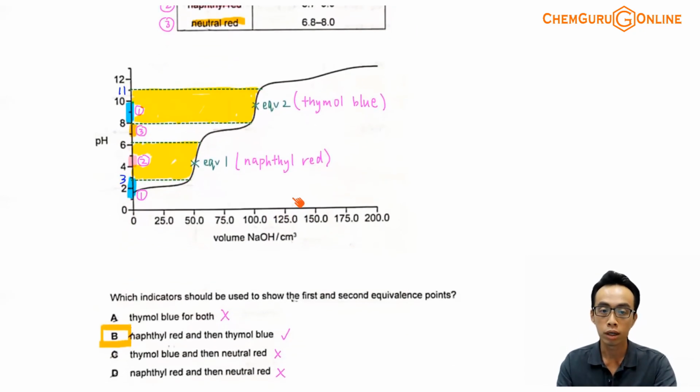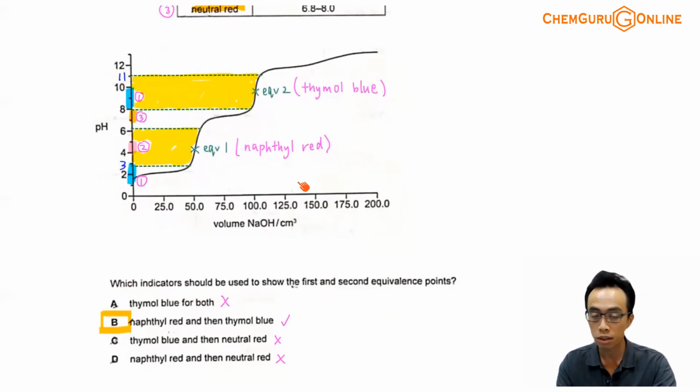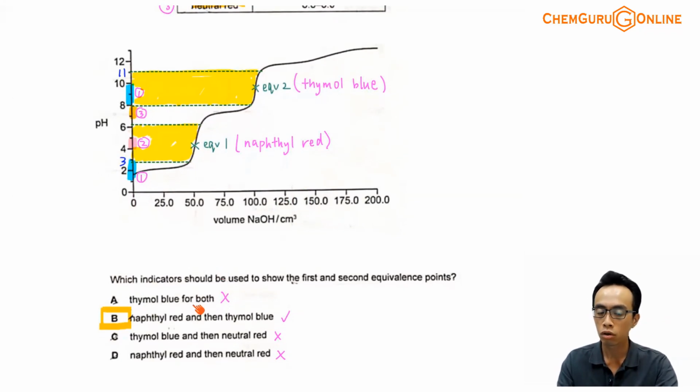Then what I can do is I can look at my options A, B, C, D, and I can choose my answer. So you notice A is not true because I'm not using thymol blue for both of them. This is not true. B, in this case, this is the best answer. First indicator, it is my naphthol red, which we have already determined. Then second indicator, this is my thymol blue, which we have also already determined. So in this case, B will be my best answer.